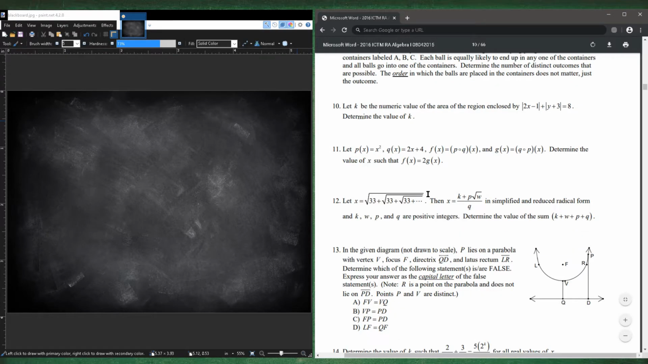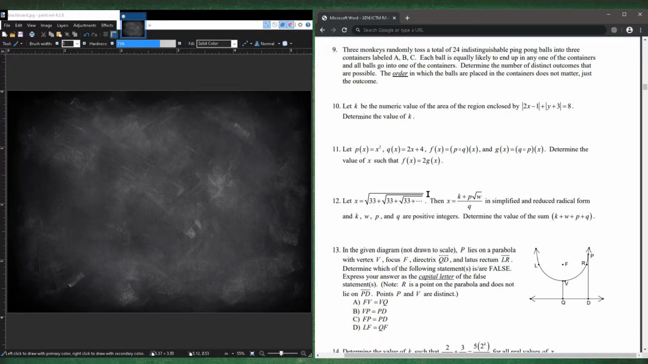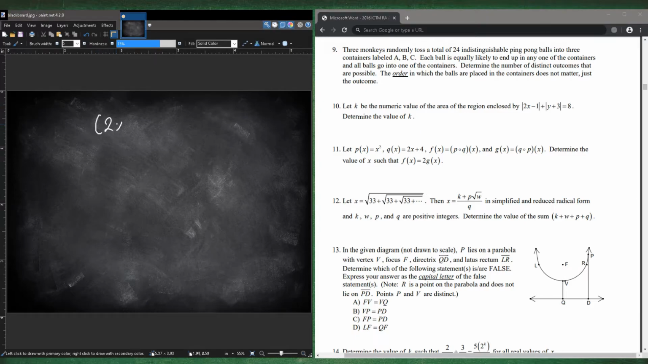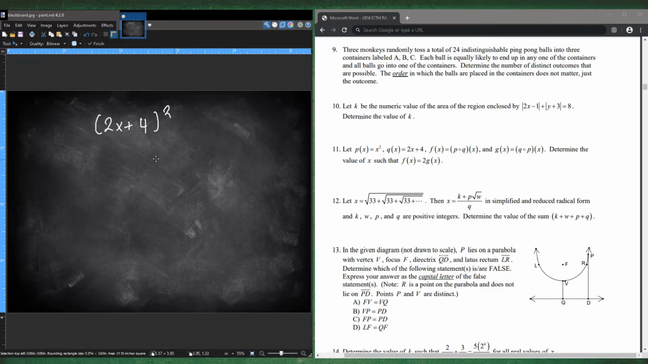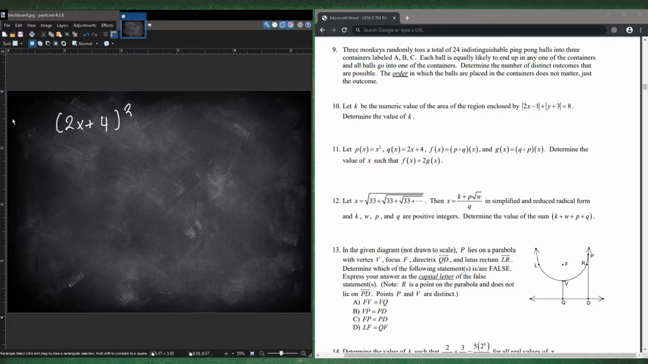Okay, number 11. p of x is equal to x squared and q of x is equal to x plus 3, where f of x is q inside p and g of x is p inside q. Determine the value such that f of x is equal to 2 g of x. So f of x is q inside p, so it's going to be 2x plus 4 inside the x squared, which is this squared. Let's move this over so we have room to see this. That's f of x, and that is equal to 2 times g of x.